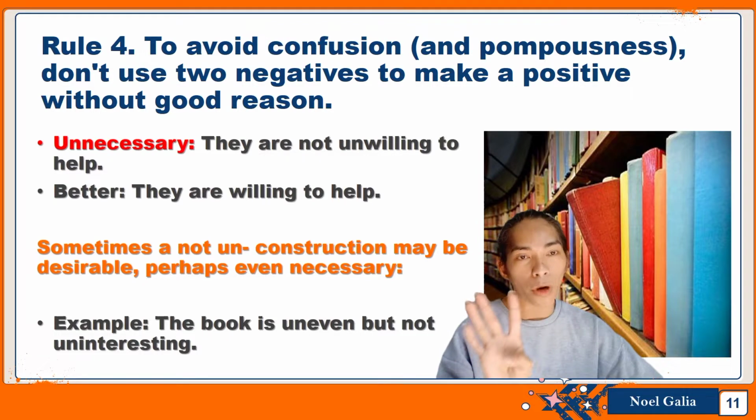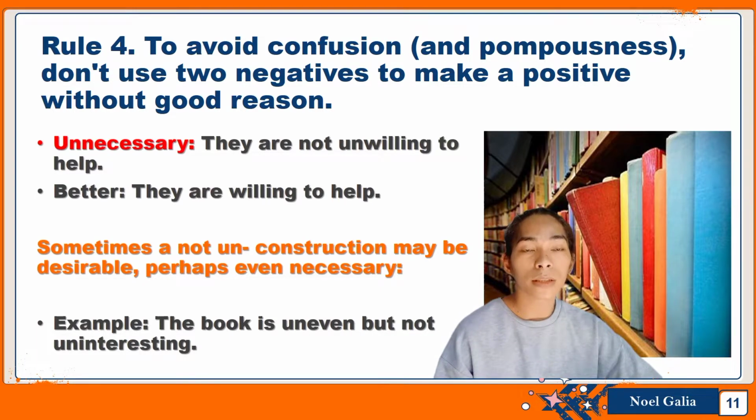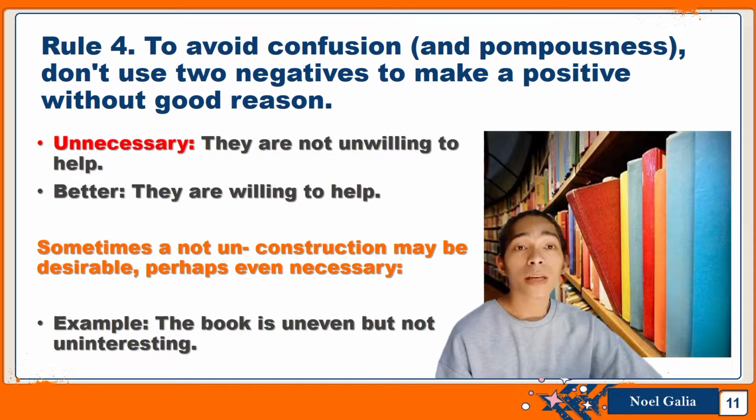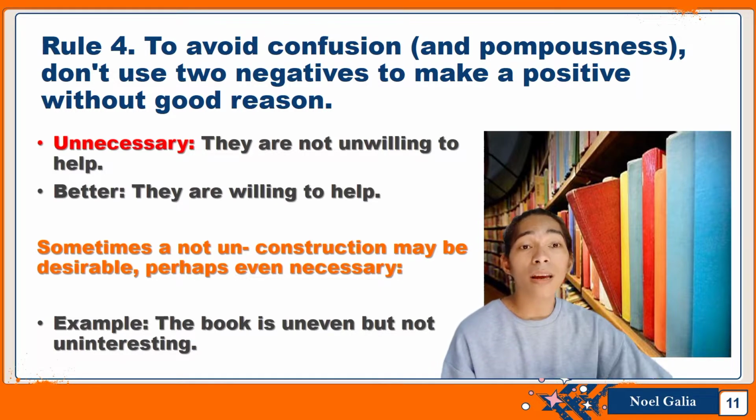Rule number 4. Do not use two negatives to avoid confusion, just to make a positive sentence without a good reason. Example: they are not unwilling to help. It could be just easier as like this: they are willing to help.